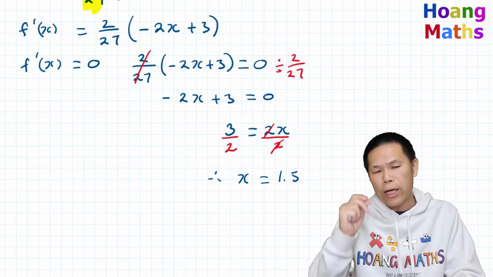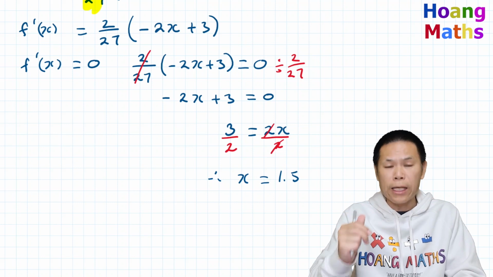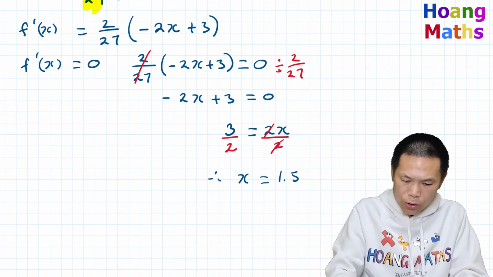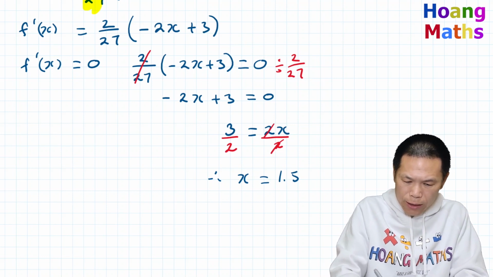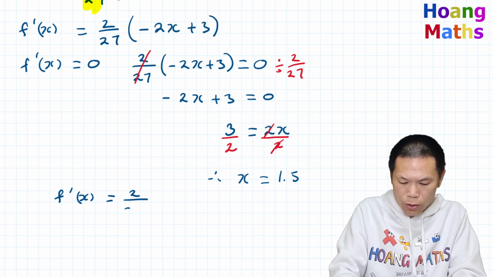So we need to make sure it is the maximum turning point. To do this, of course, we use the second derivative to test, to make sure it is a maximum. So let me just write f dash x down first. So f dash x is equal to 2 over 27 (negative 2x plus 3).